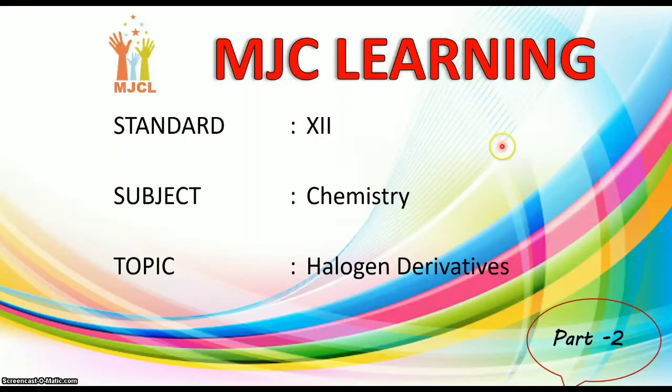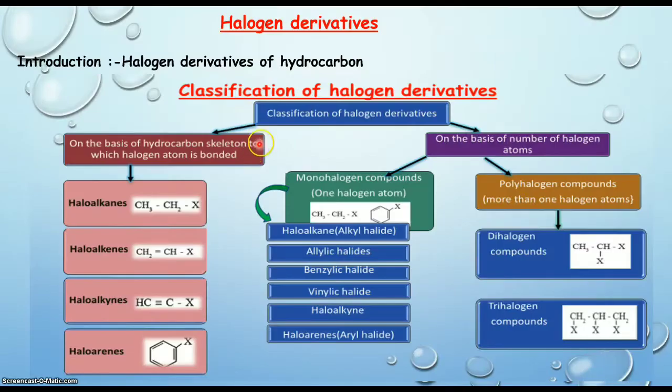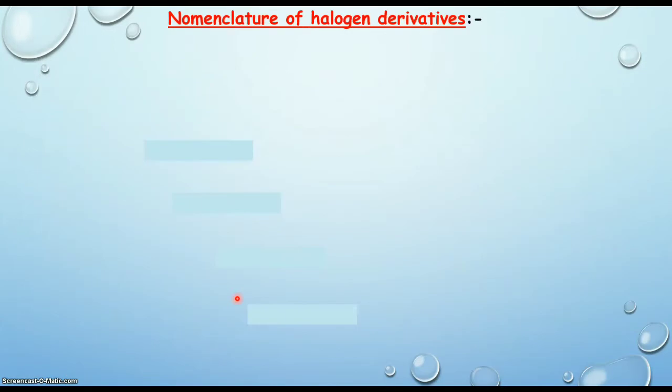Today we are going to study chapter number 10 of chemistry, that is halogen derivatives. This is part 2, so let's begin. Students, in the previous lecture we have discussed halogen derivatives of hydrocarbon and classification of halogen derivatives in a different way. So let's continue with halogen derivatives of hydrocarbon.